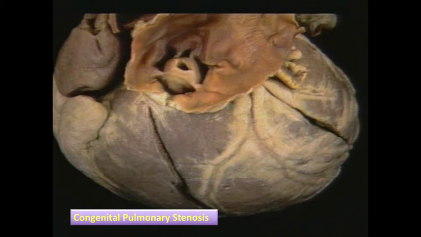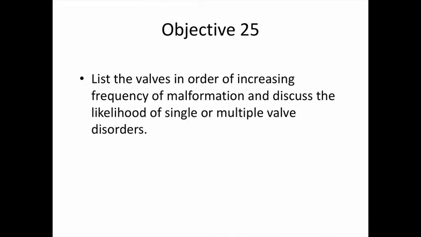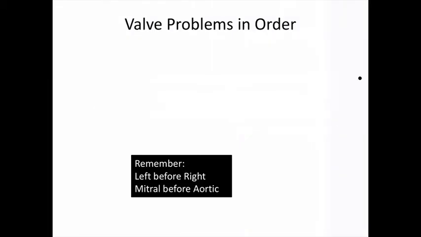oftentimes congenital. Sort of the rule of thumb, I think it will come up: we're going to list the valves in order of increasing frequency of malformation and discuss the likelihood of single or multiple valve disorders. So this is the rule of thumb, the valve problems in order of frequency. The bicuspid before, so we usually say left before right, mitral before aortic. So the left side of the heart before the right side of the heart, and the mitral valve before the aortic valve.